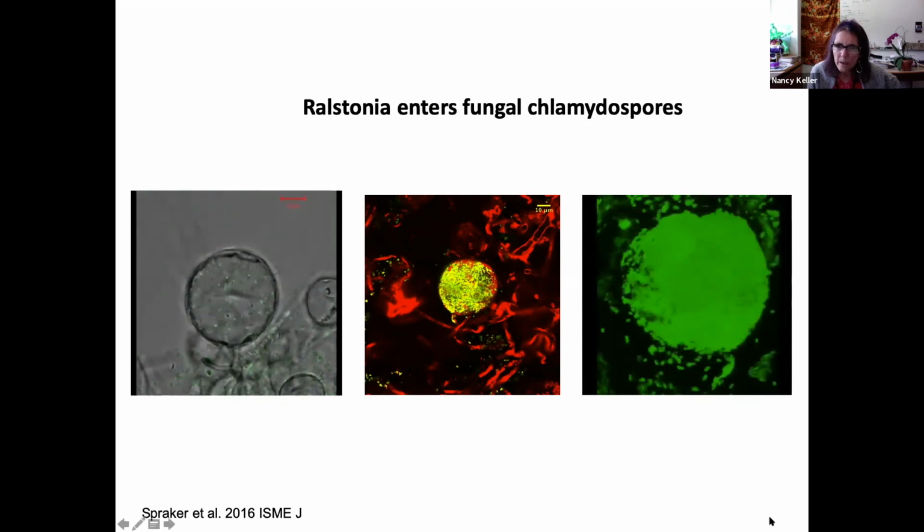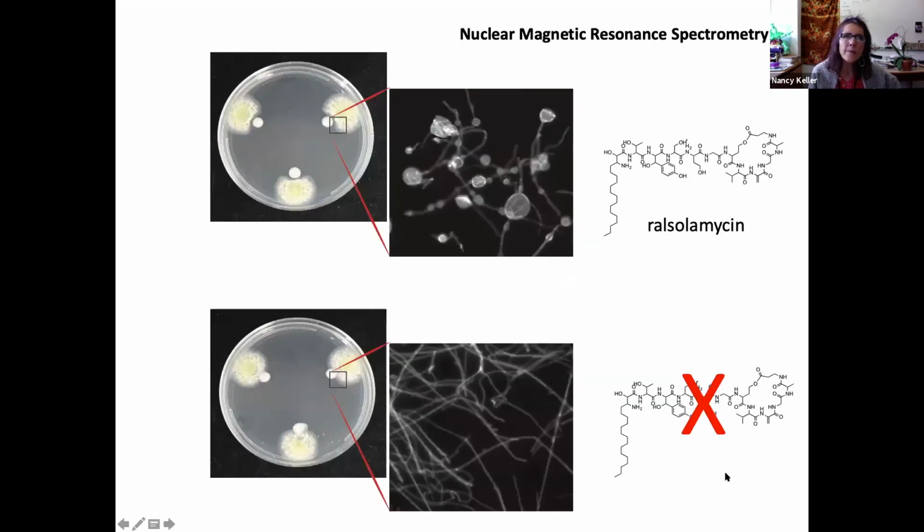Let's go to the next slide. We found that it was due to a lipopeptide that the bacterium made. I'm not going to go through all the story on this. It's published, but the bacterium makes a lipopeptide called ralsolomycin. It has antifungal effects at high concentrations, and it induces the formation of the chlamydospores, and the bacterium then enters the chlamydospores. If you delete the genes in the bacterium, so you no longer have the lipopeptide, there's no antifungal effect, and the hyphae is nice and pristine with no chlamydospores.